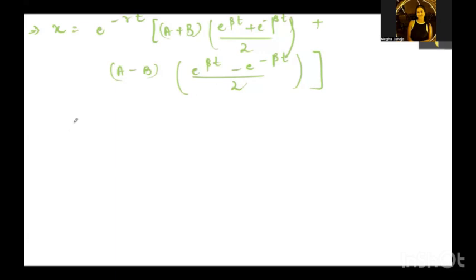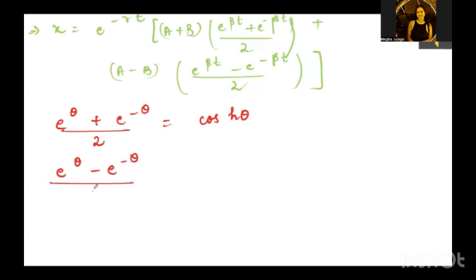OK, now after this, आप लोगों ने एक फॉर्मूला पढ़ा होगा that e raised to the power theta plus e raised to the power minus theta over 2, that is equivalent to cos h theta. What is cos h theta? So basically we can say cos hyperbolic formula. And similarly we can say e raised to the power theta minus e raised to the power minus theta over 2, so that is equivalent to sin h theta. Sin h theta, cos h theta. So basically ये hyperbolic formulas. These are hyperbolic formulas.